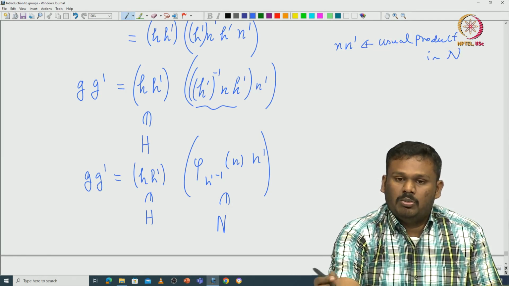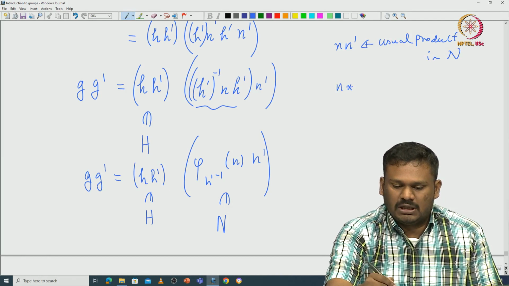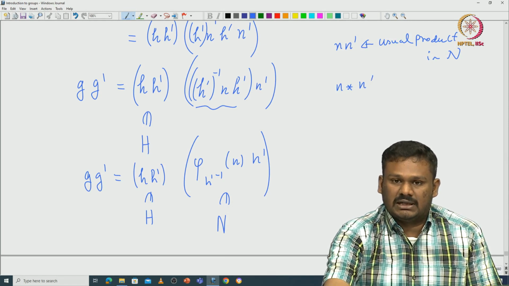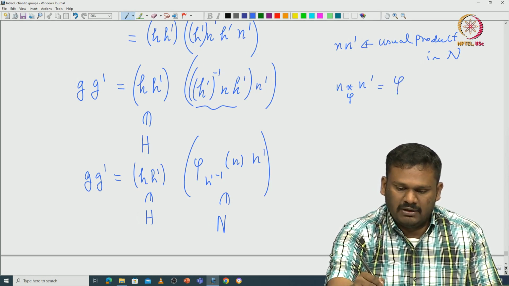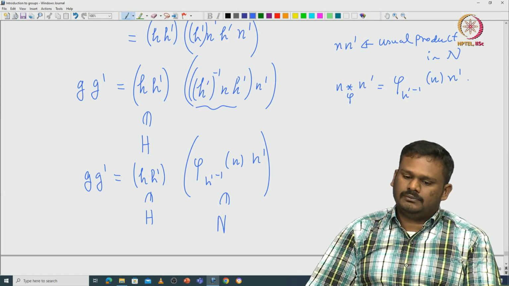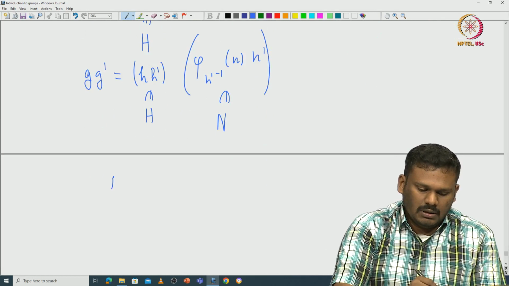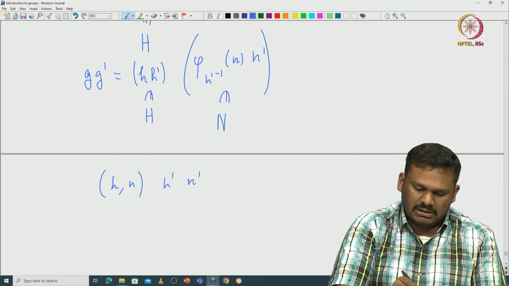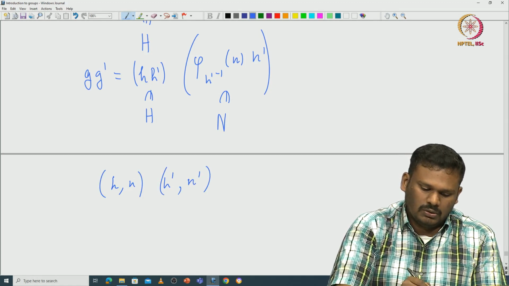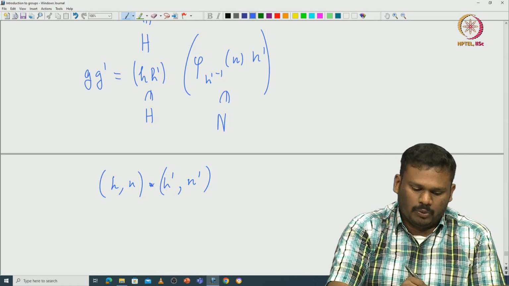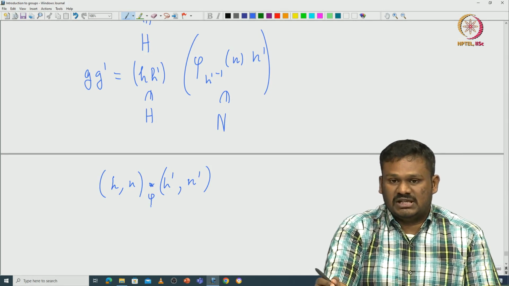In capital N, but what we are doing is taking this twisted product, which we call n star n dash, given by this phi. So what is this? You apply phi H dash inverse on n and then you multiply by n dash. So basically, given tuples H n and H dash N dash, you want to define the product. The product actually uses this phi.